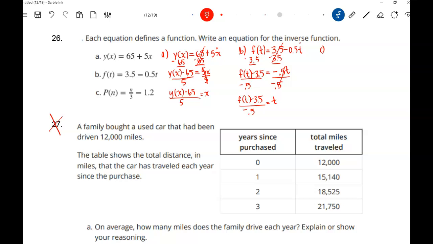And then C, P of n equals n divided by 3 minus 1.2. So the n is going to be by itself this time. The n is the only thing being divided by 3, so I'm going to add 1.2 first.